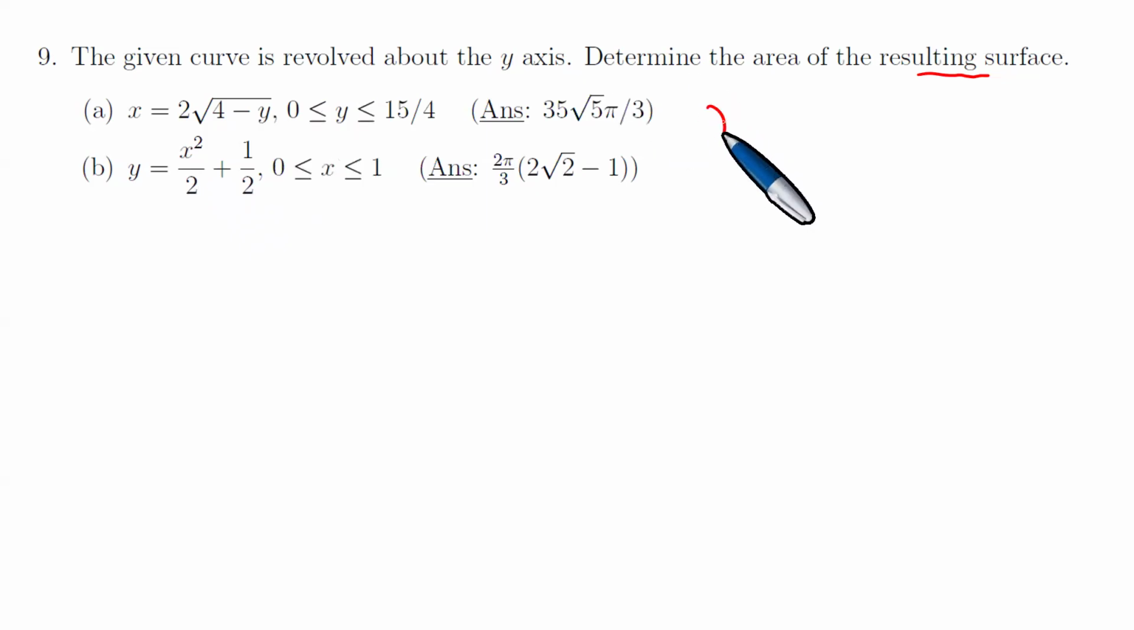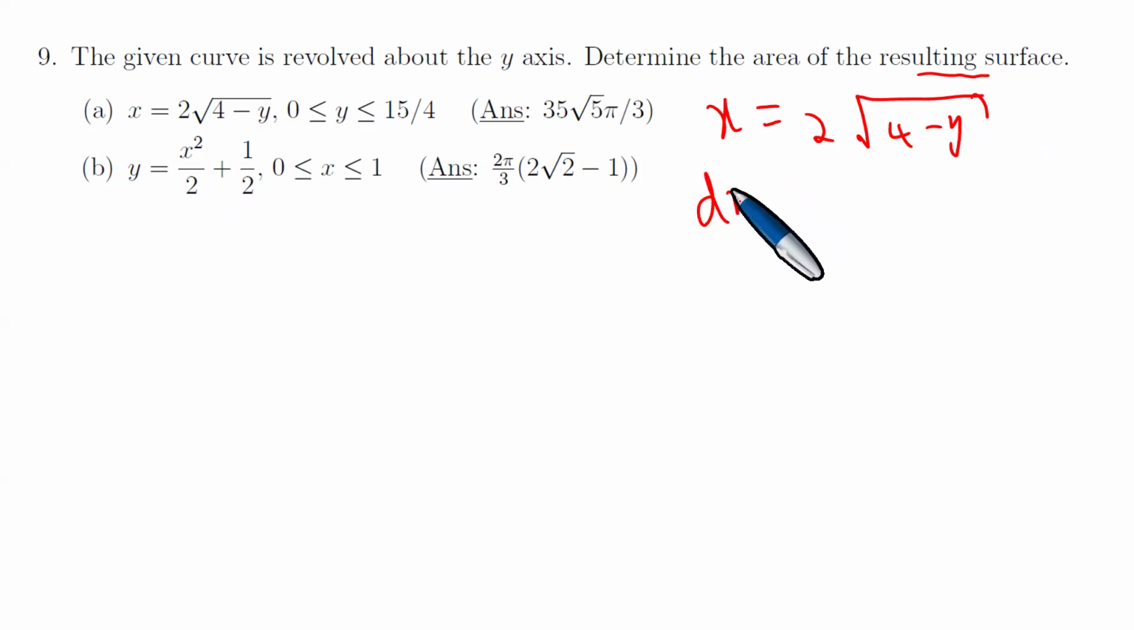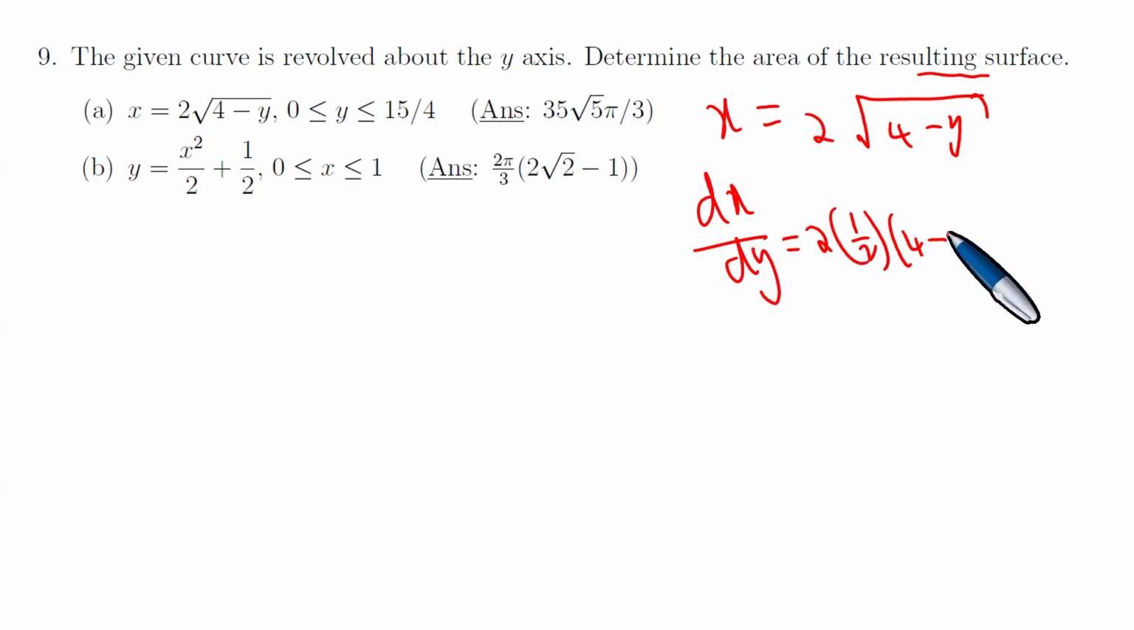Now you have been given x equals 2 times the square root of 4 minus y. Dealing with the surface, you can get, for example, dx/dy. What is dx/dy? It's 2 here, and therefore it's 1/2 that we get, and then 4 minus y. The 1/2 you subtract, you get minus 1/2. The derivative of the interior becomes exactly a -1.